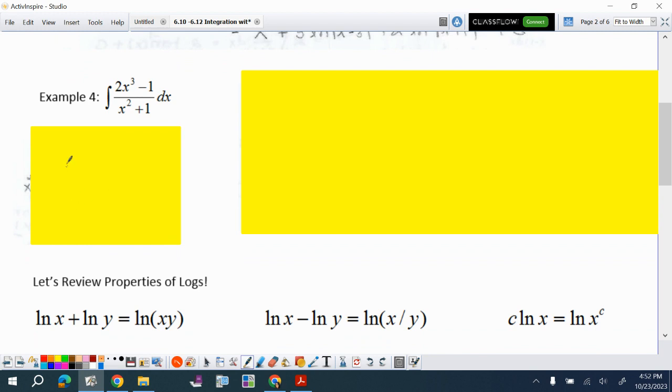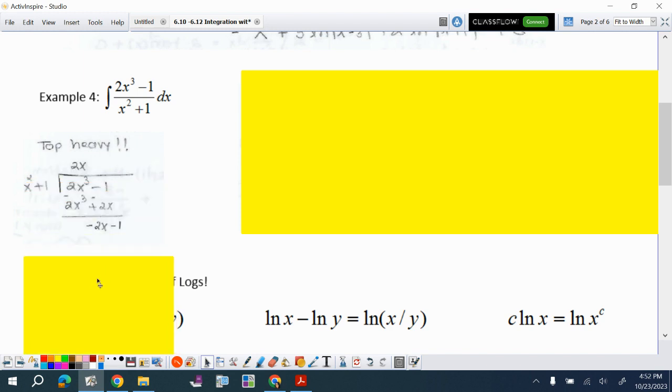Okay, so let me show you the work here. This is again top heavy. So how do we rewrite this? This is a very interesting question. The antiderivative is: I'm rewriting 2x plus negative 2x minus 1 over x squared plus 1.